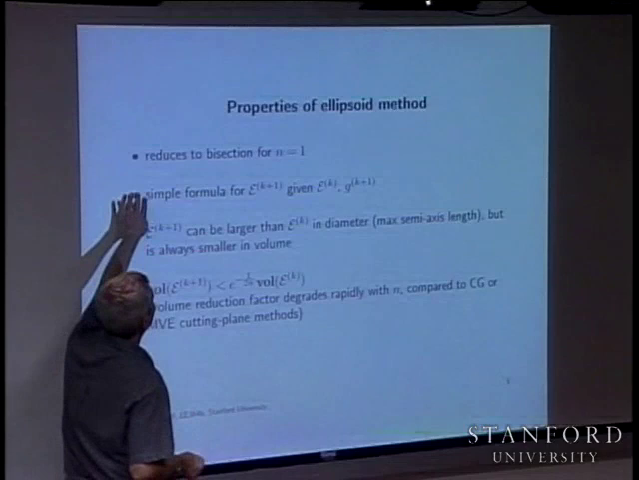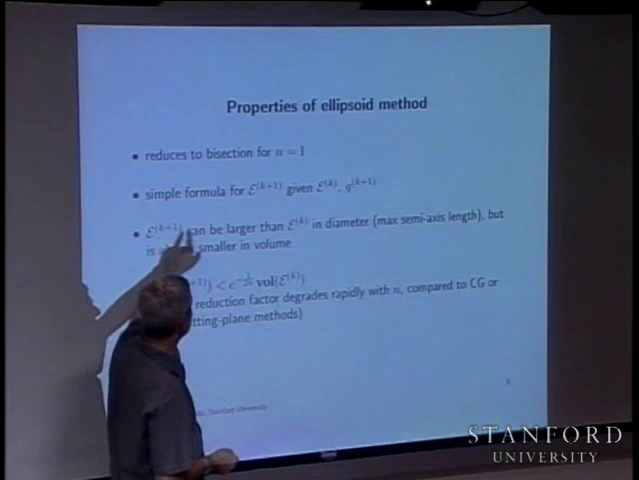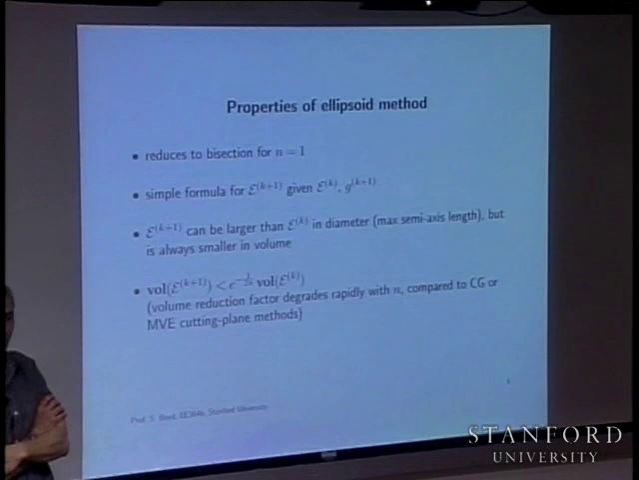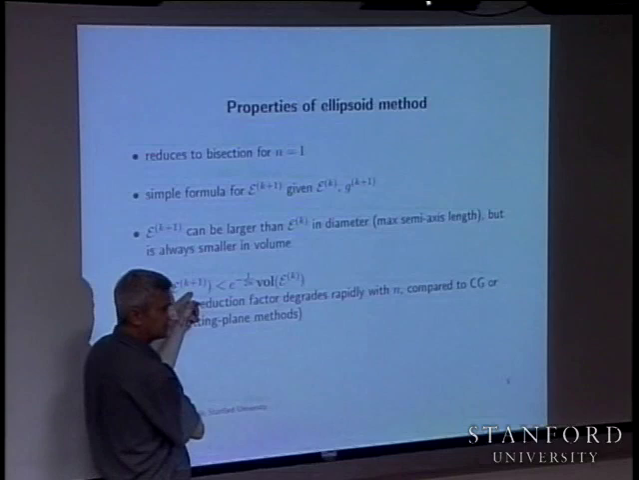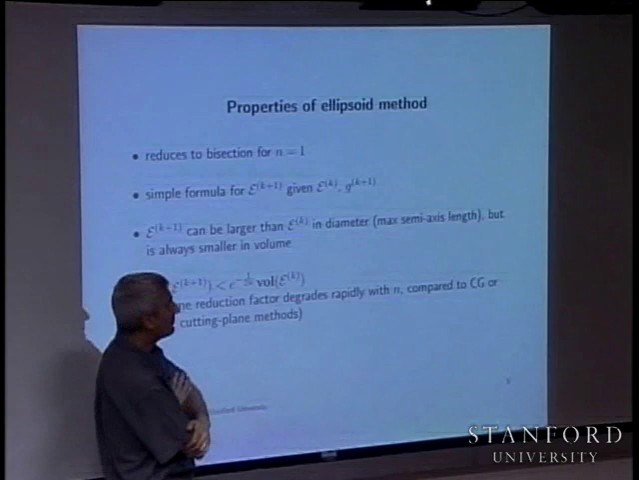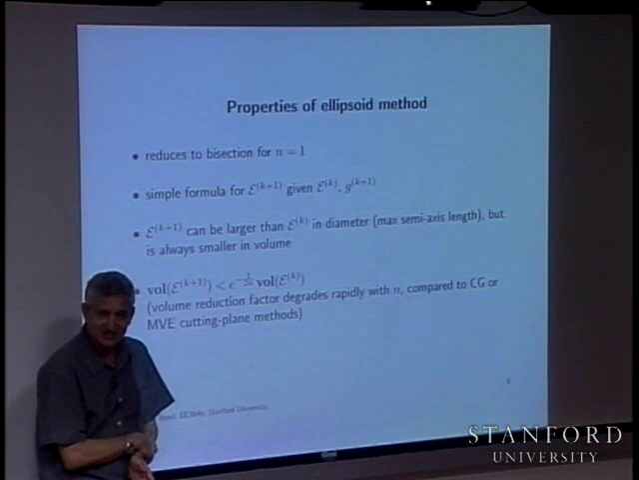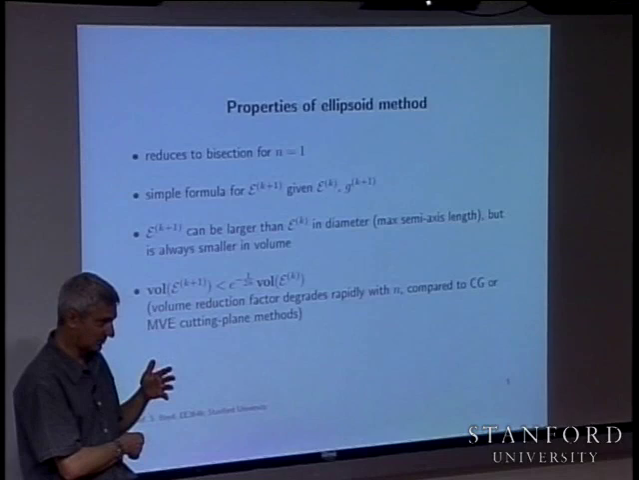So we'll get to the formula, the update formula. That's easy. Now it turns out that the new localization set can actually be larger than this in diameter. But it's always smaller in volume. So this is how the drum roll ends. And in fact, it's more than that. It turns out the volume of the new ellipsoid is less than or equal to e to the minus 1 over 2n times the volume of this one. Now, the good news about this number is it's less than 1. The bad news is it is very close to 1. Actually, shockingly, that is enough to give you a polynomial time result, which we're just going to do in a few minutes. So, does this make sense?